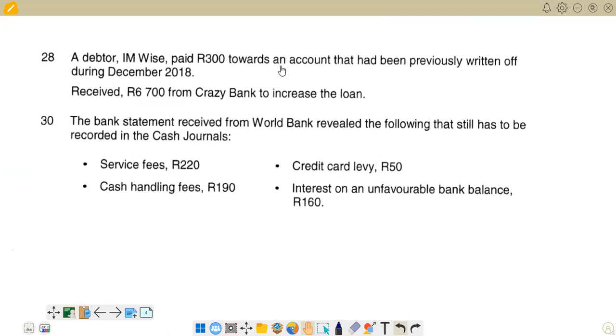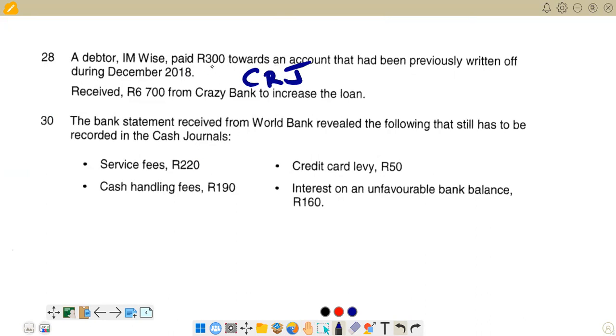IMOI has paid 300 rand towards an account that had been previously written off during December 2018. I remember when an account is written off, we regard it as bad debt, but when that person comes back and pays the money, we regard it as bad debts recovered. So this person is paying. This is a receipt that is going to affect our cash receipts journal.